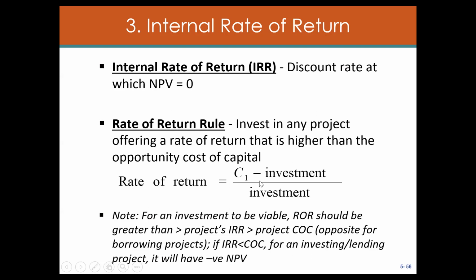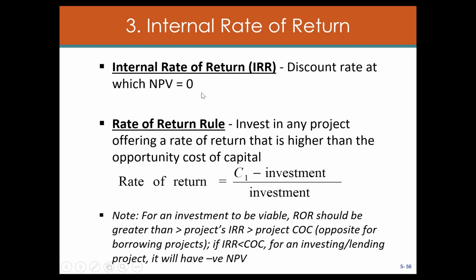So your rate of return is whatever return cash flow you're getting in the future minus your investment, divided by your investment. That is your rate of return. And we'll go through lots of this. For an investment to be viable, rate of return should be greater than your IRR. You should beat the IRR. Then only you will have positive NPV, because IRR is zero NPV.